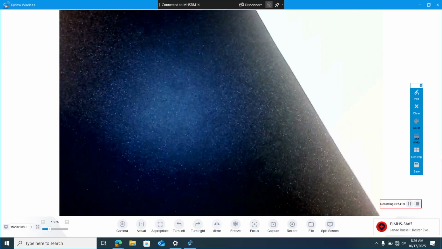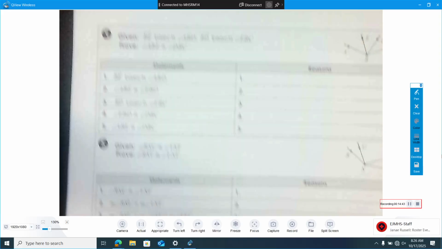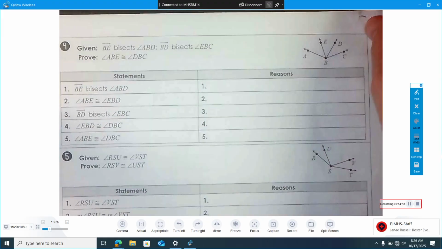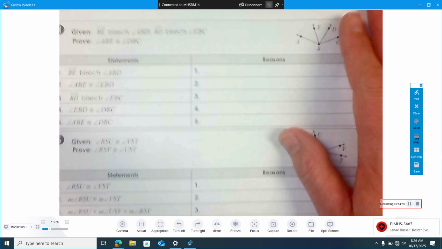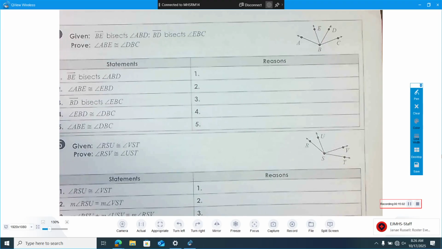So let's see if there's any more here. Oh my gosh, that's the end of the packet? Yeah. Holy moly. All right. How are you feeling about these? The review is on paper. And the test is also on paper. Okay, let's see.